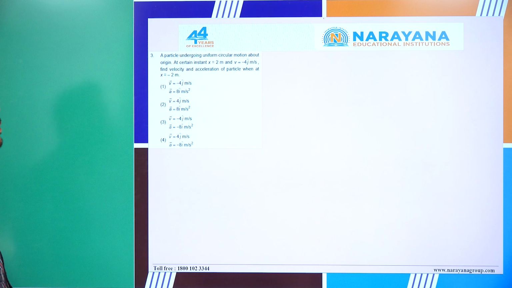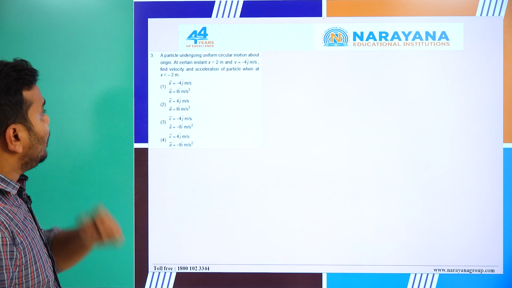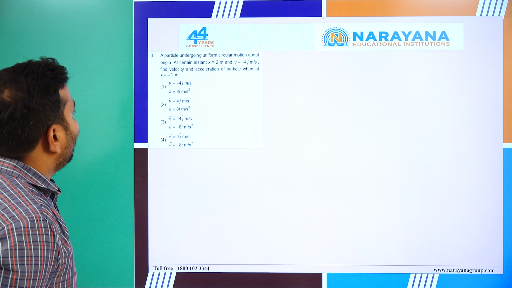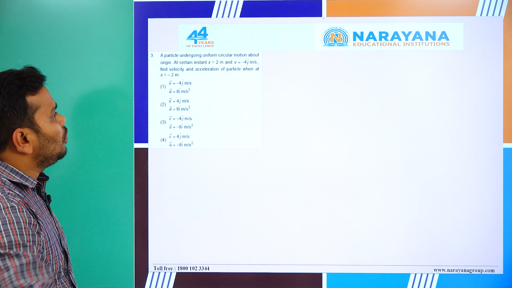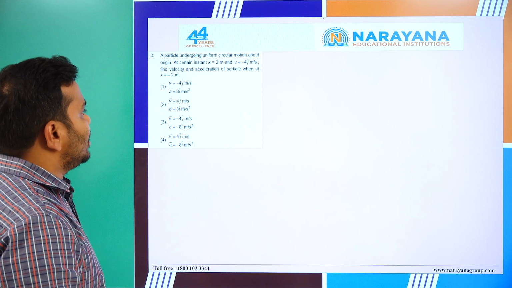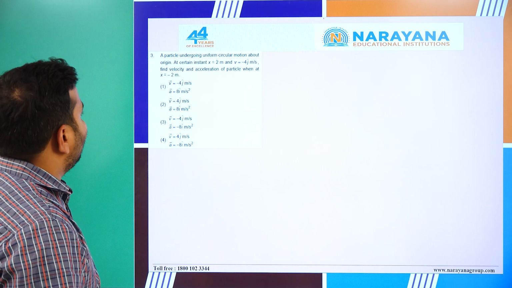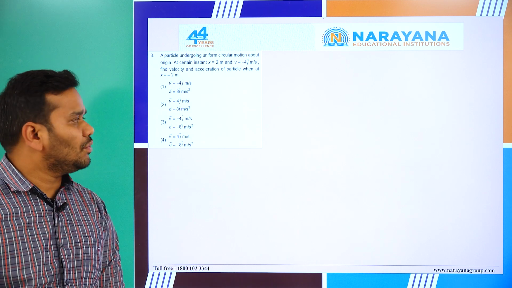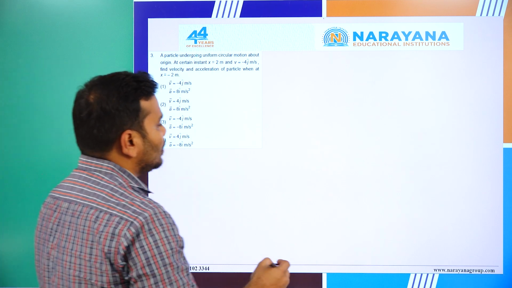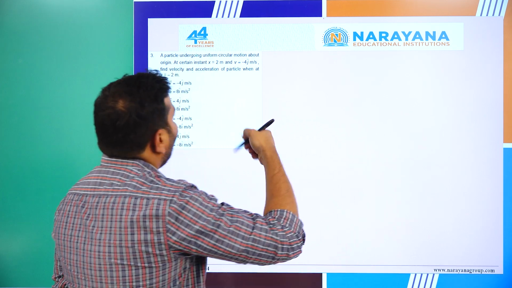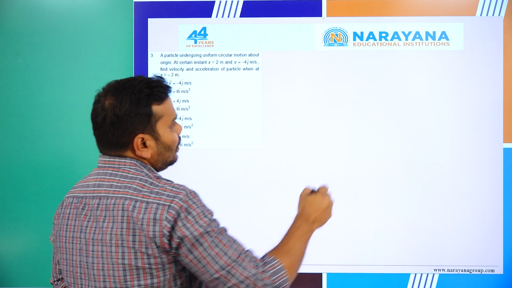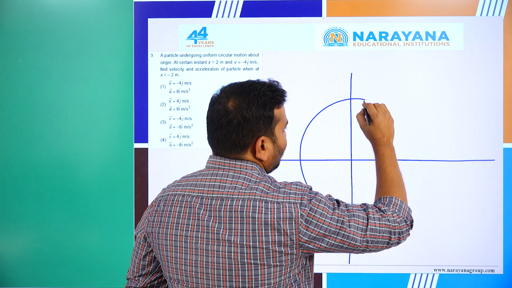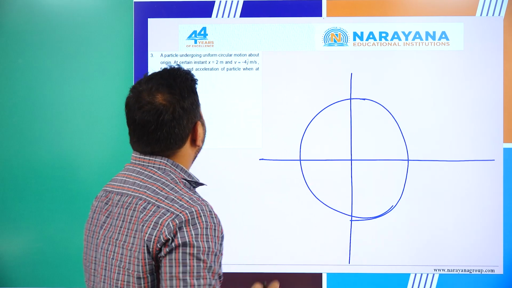The question is: a particle undergoing uniform circular motion about the origin, at a certain instant at x equal to 2 meters, has the velocity minus 4 j cap meter per second. Find the velocity and acceleration of the particle when it is at x equal to minus 2 meter. It is also a straightforward question. The particle is moving in a uniform circular motion about the origin, so I am taking this xy coordinate system, and the particle is moving in a uniform circular path.